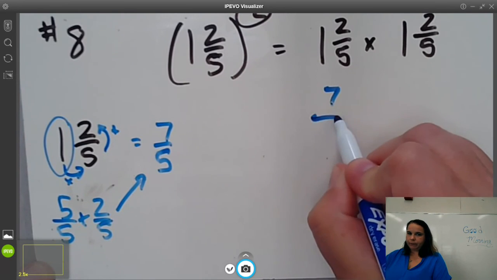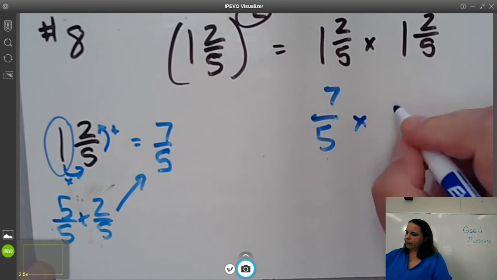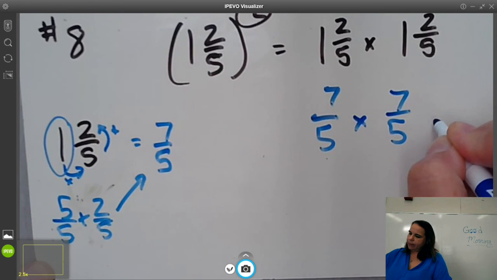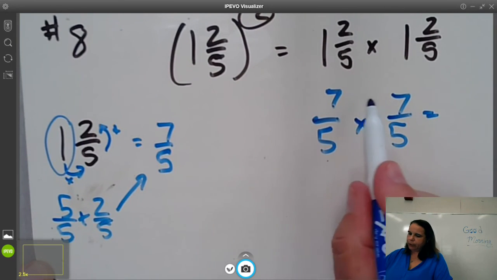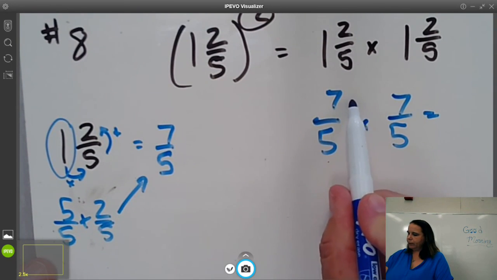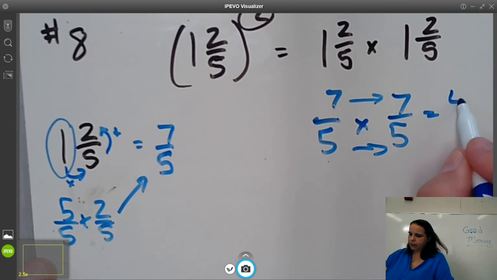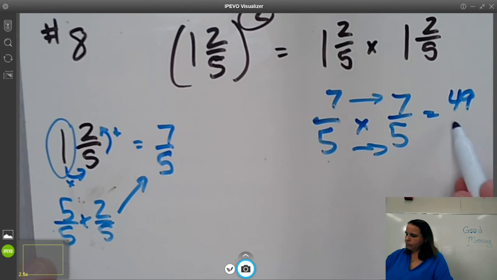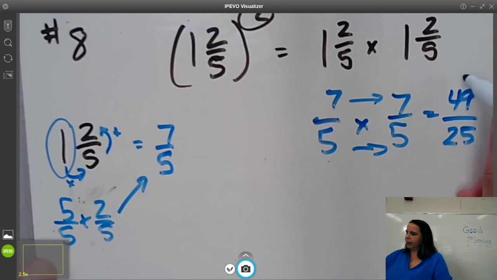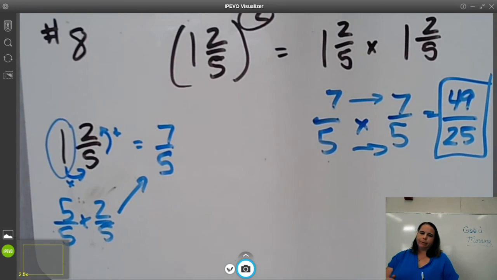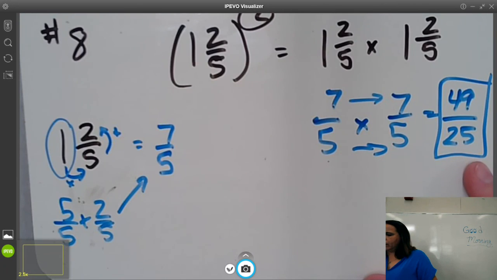So we're going to take 7/5 times 7/5, and then we're going to multiply. When you multiply, if you look at your example, it's just multiplying straight across. 7 times 7 is 49, and 5 times 5 is 25. And in 8th grade, I am A-OK with you leaving it as an improper fraction, unless it's a word problem, which you would need to change to a mixed number. But these are both prime numbers. There's nothing to factor out. That's it.